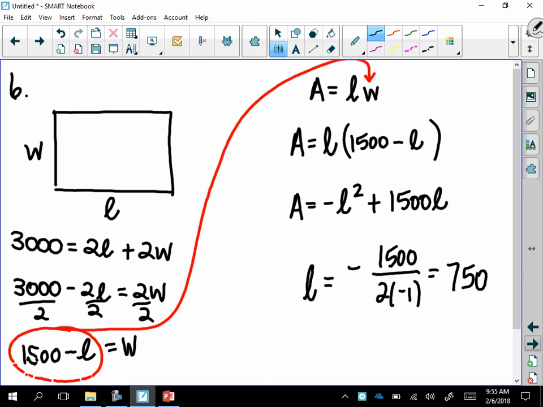And then if I want to know what the maximum area actually is, what could I do? Yeah, I could do 750 times 750. Or I could plug it in to this formula right here for the area. And either way, I'm going to get the maximum area. Try 7.